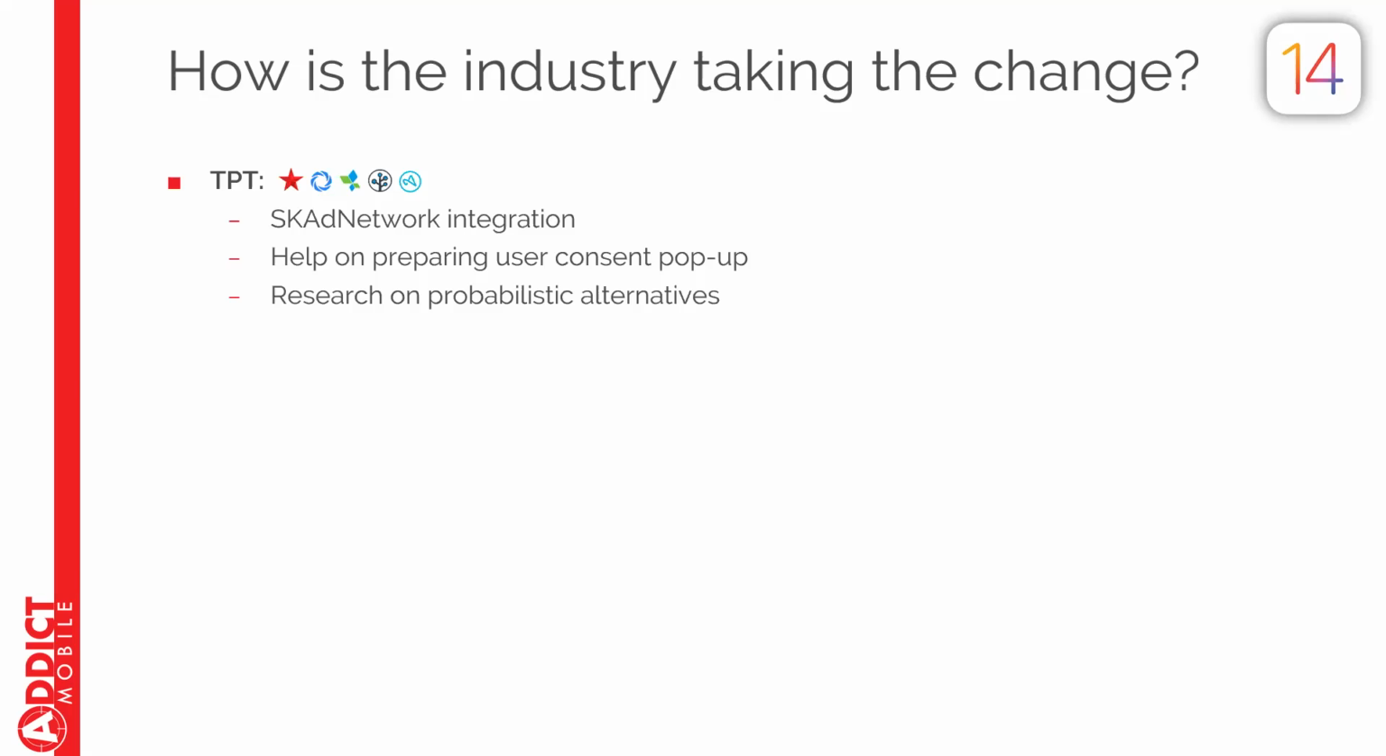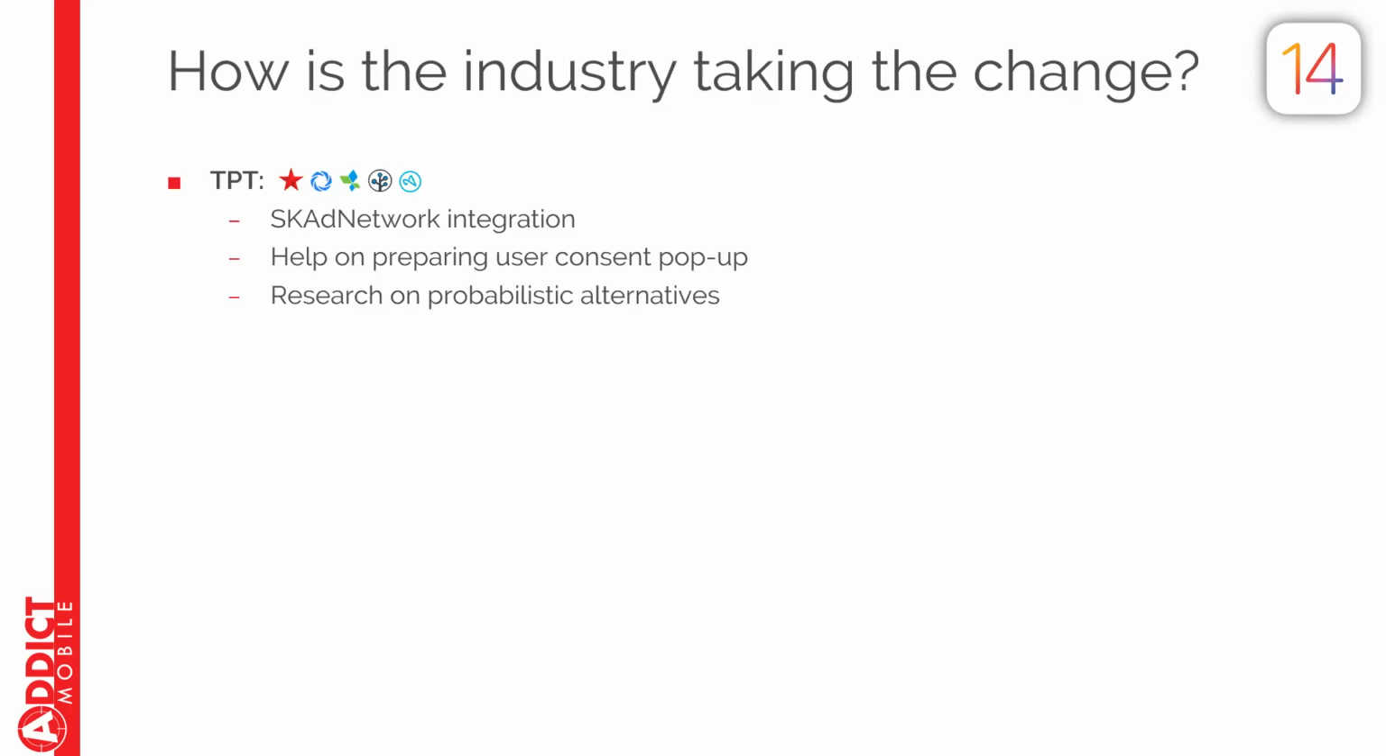The second thing is that they help prepare the user consent pop-up. So I really advise you to have a talk with your tracking tool to understand how they manage those topics and how they can help you manage this. And the other point is that they do research on probabilistic alternatives.